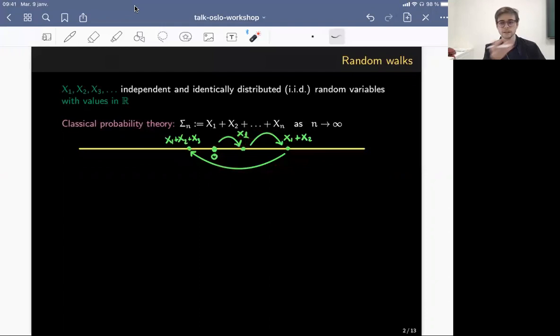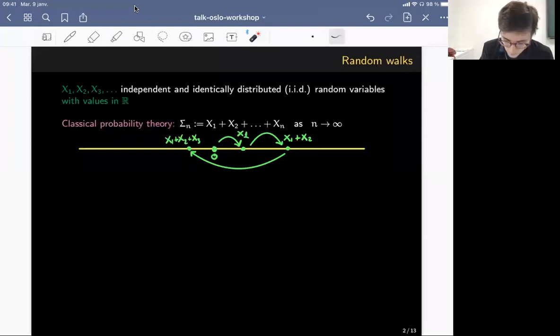And the goal is to describe the limiting behavior of these things. And then you have all these limit theorems from probability theory, like the law of large numbers, central limit theorem, law of iterated logarithm, etc. Okay, so this is a quite well-developed topic and quite old.